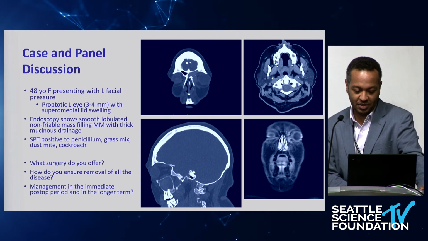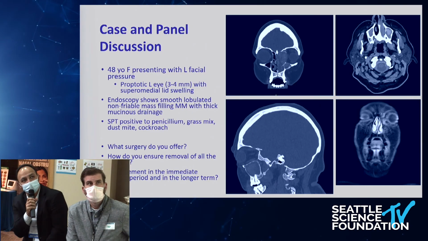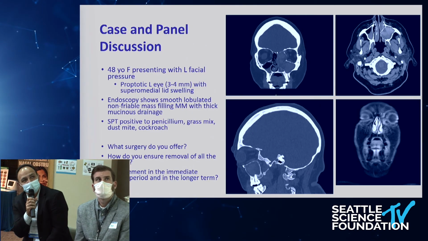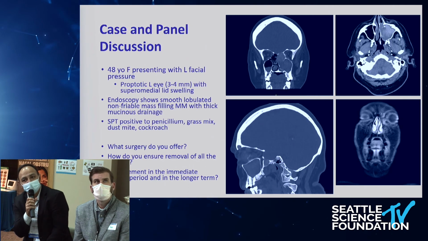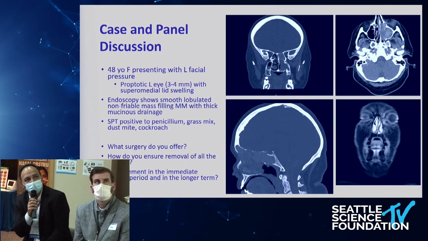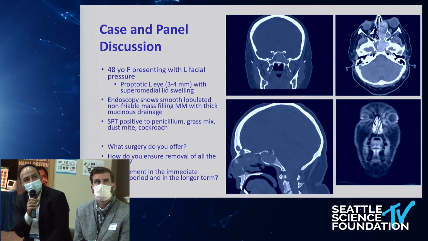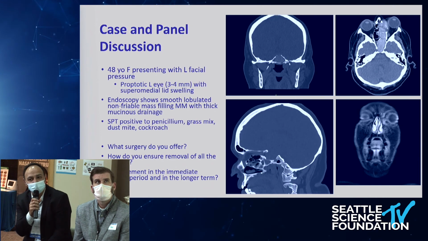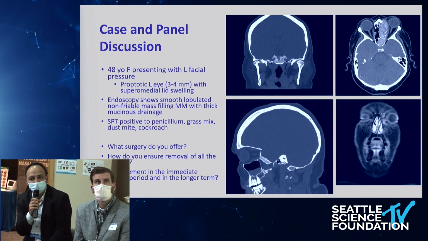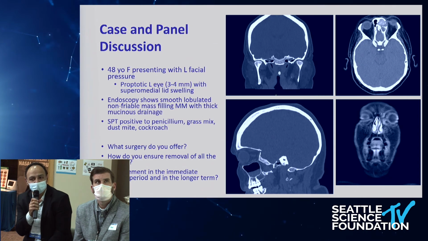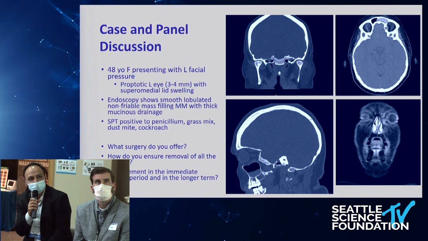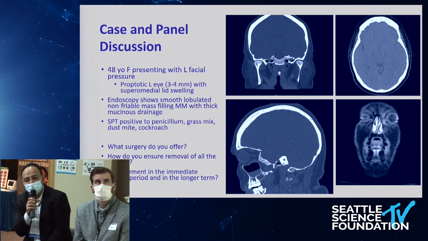In the meantime, I'll also keep this going. The key here is the unilateral nature, erosion of the lamina papyracea, and some sort of heterogeneity I'm sensing within that, this snake-like appearance, which really points to AFRS as a leading diagnosis here. I think proptosis in particular has a high correlation with AFRS over other types of chronic rhinosinusitis with polyposis. So that's at the top of my diagnosis as a possibility here.